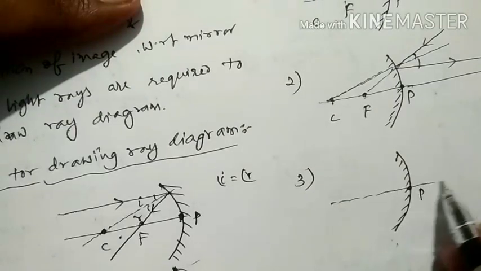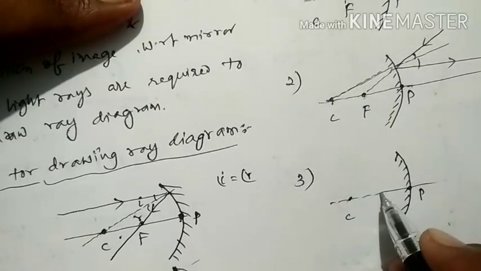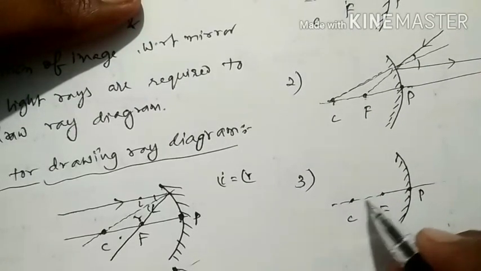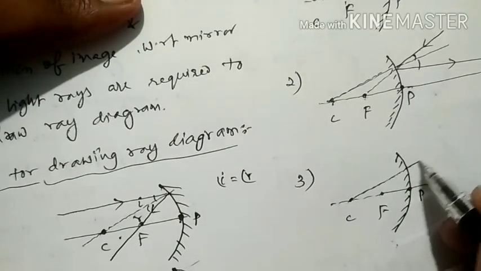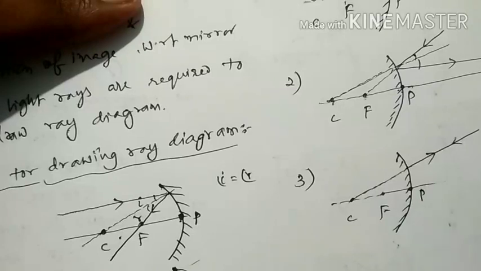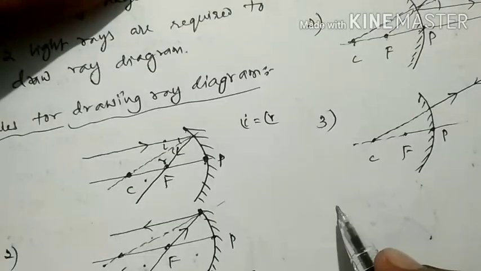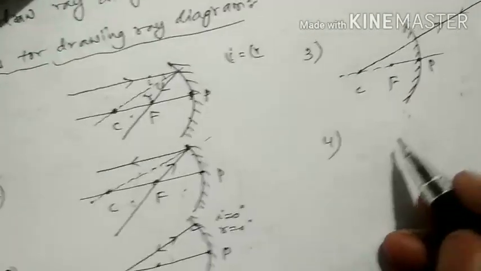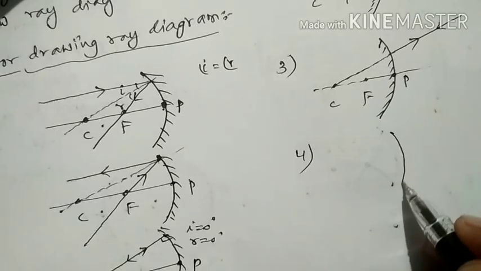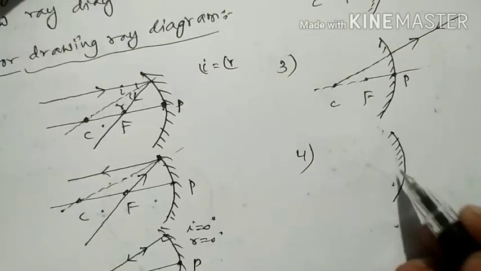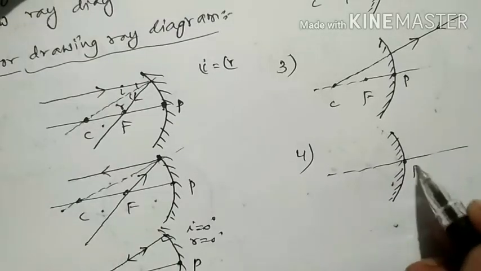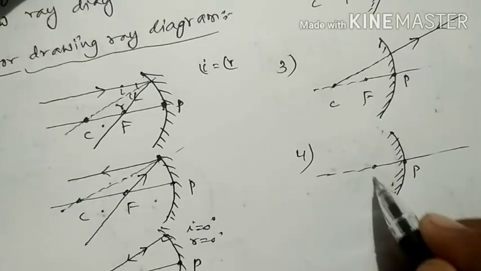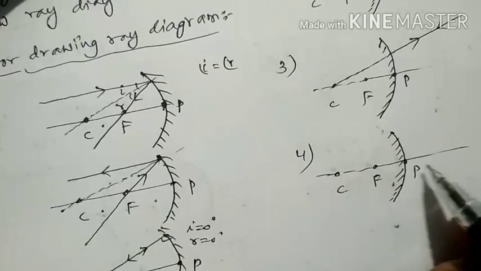A light ray appears to pass through the center of curvature. So this is the focus. Now, for the center of curvature, the light ray is reflected back. And the fourth one is for both concave and convex mirrors. So the light ray is obliquely incident. Whenever it is required, we consider the oblique incidence. So pole, focus, center of curvature.